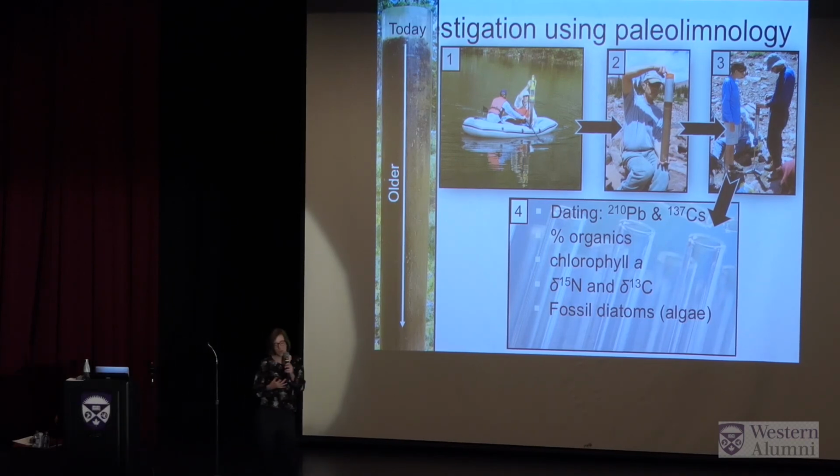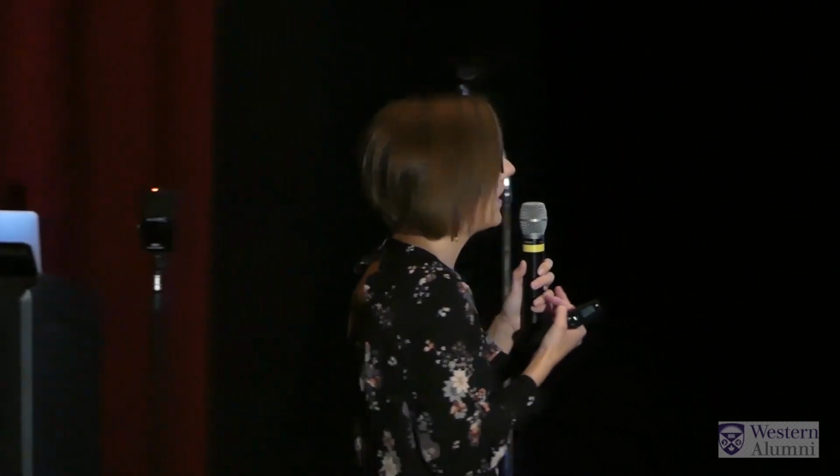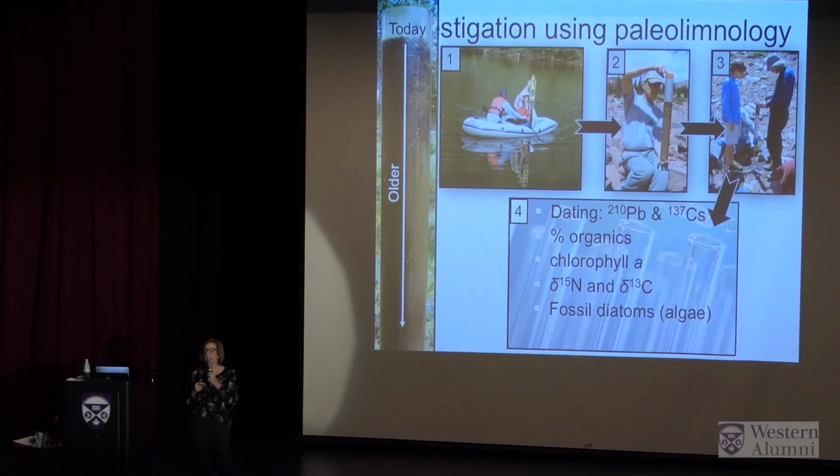Okay, so we have to do a lot of different things. This is called a multi-proxy study, which just means we look at a lot of different measurements and fossils and things like that within the core to try to get a more complete picture of what's happening. One of the most important things that we can do is date the core. So we know the present is at the top, and we know it gets older as you go down, but we don't necessarily know what all those dates are. So we use radioactive isotopes to date the cores.